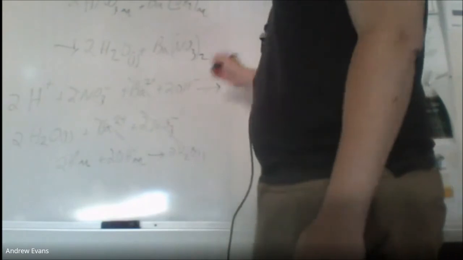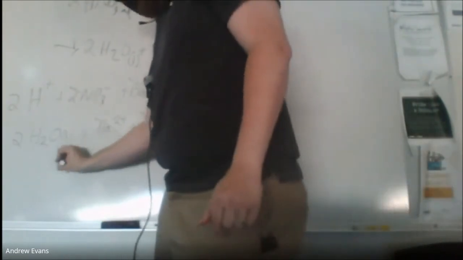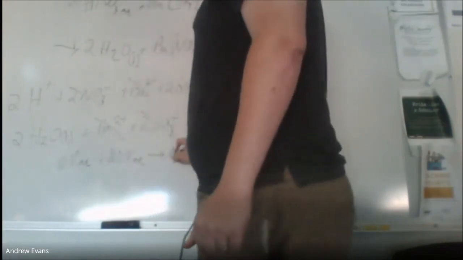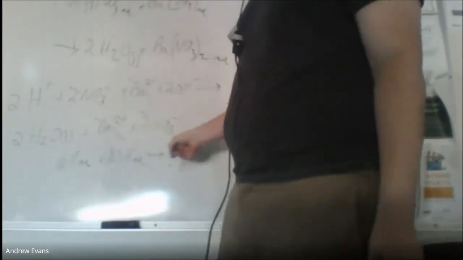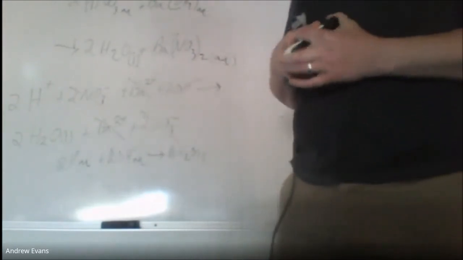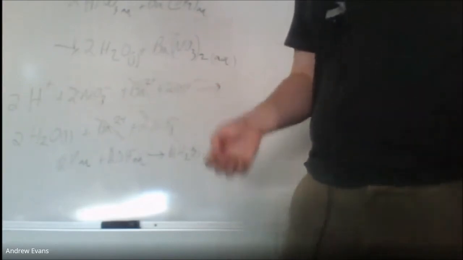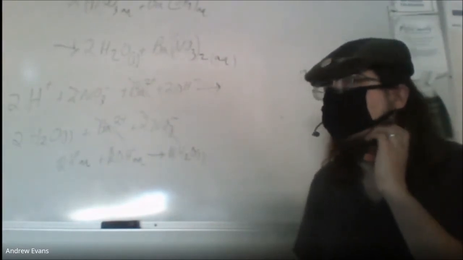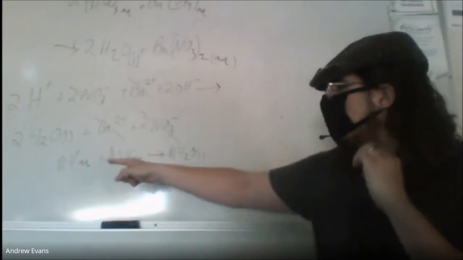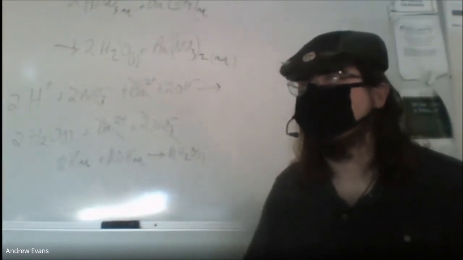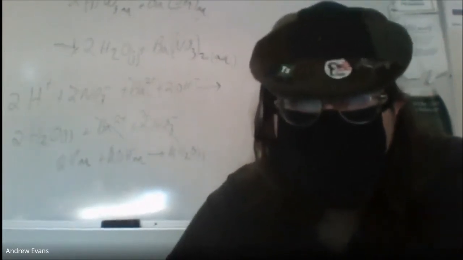With that in mind, you could even simplify it by dividing everything by 2, making it H plus plus OH minus goes to H2O. But since I'll be hand grading it either way, I will accept either answer. If you were to do this one on the homework, I think it would probably want you to do H plus plus OH minus goes to H2O instead of 2, 2, and 2. But I will not be marking off.